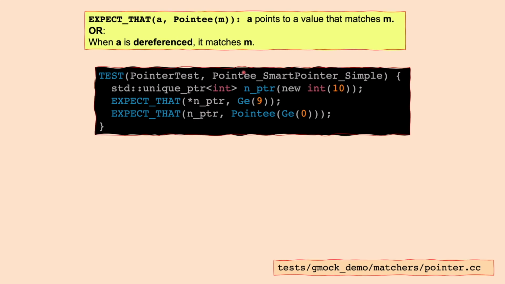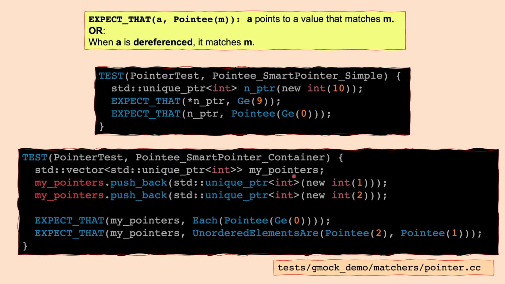Now let's see the same thing with smart pointers. Here I'm defining a unique pointer that is pointing to a value of 10. Now I can either say, expect that star int pointer is greater than or equal to 9, or I can say, expect that int pointer, its pointee, is greater than or equal to 0. And just like before, I can create a vector of unique pointers. In this case, I have two unique pointers inside this vector called my pointers. The first one is pointing to a value of 1, and the second one is pointing to value 2.